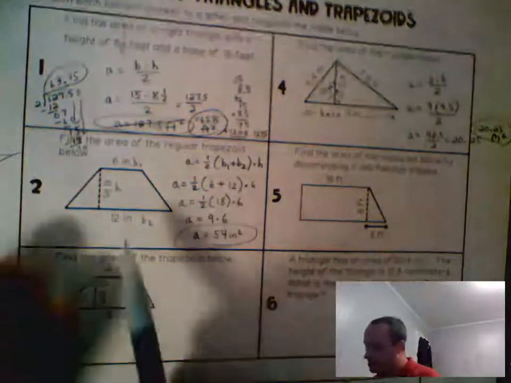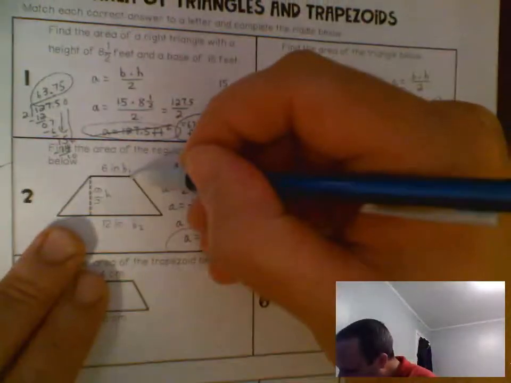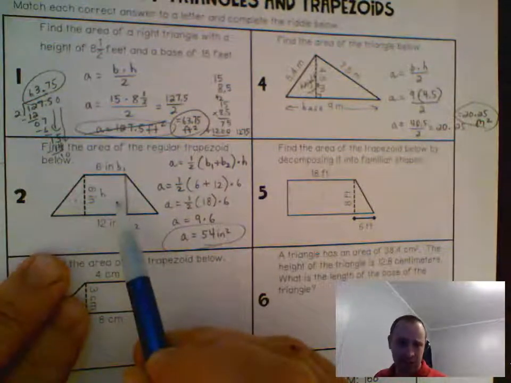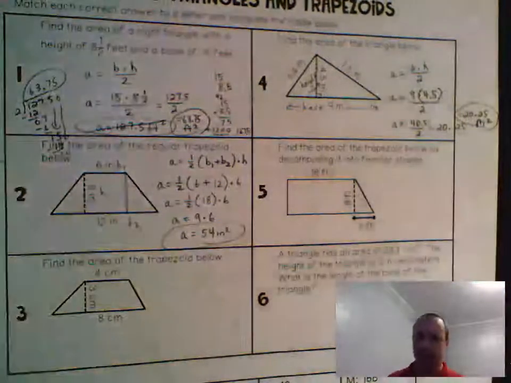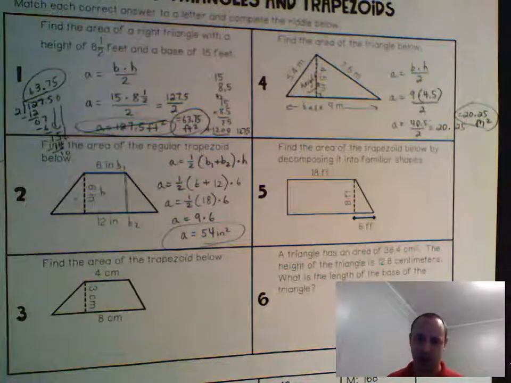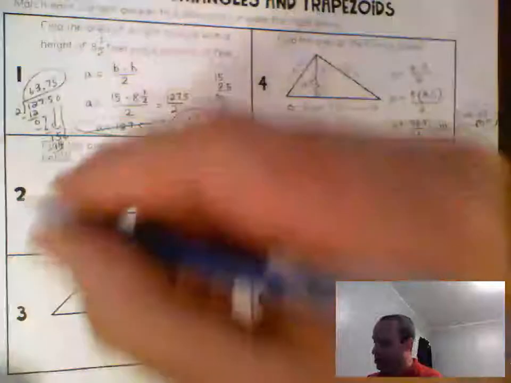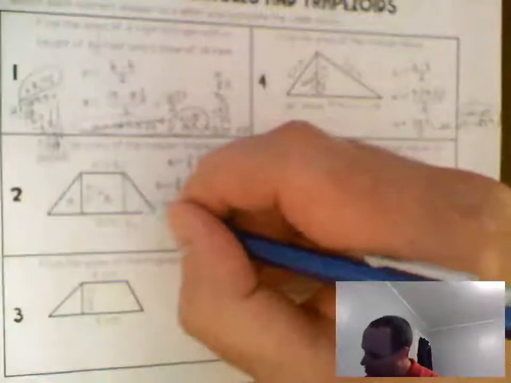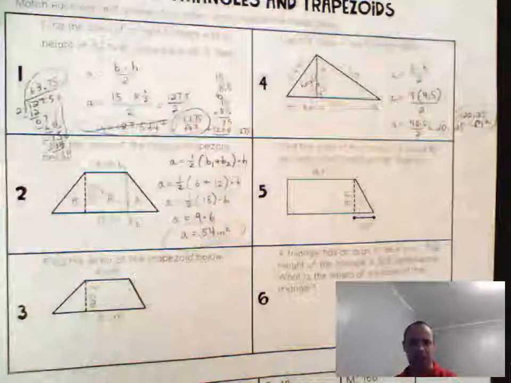So if you wanted to look at number 2 as like 2 triangles and a rectangle, that's a good way to look at trapezoids. Okay, so there's nothing wrong in decomposing it. You would just have to find the area of this, add the area of that, and then also add the area of that. So let's just do it together real quick, make sure we still come up with 54.